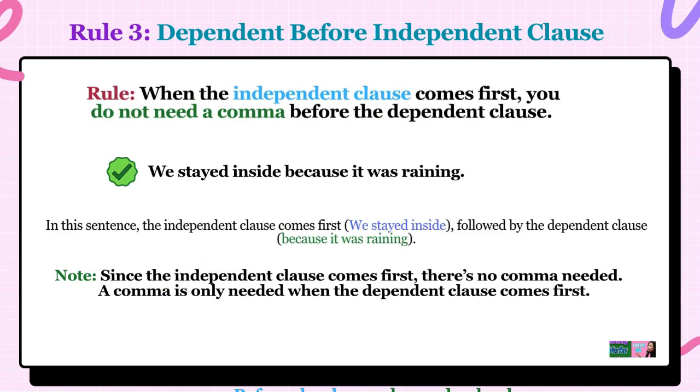Now let's see the opposite case, when the independent clause comes first. In this situation, you usually don't need a comma. For example: we stayed inside because it was raining. In this sentence, the independent clause comes first, "we stayed inside," followed by the dependent clause "because it was raining." Since the independent clause comes first, there's no comma needed. Remember, a comma is only needed when the dependent clause comes first.